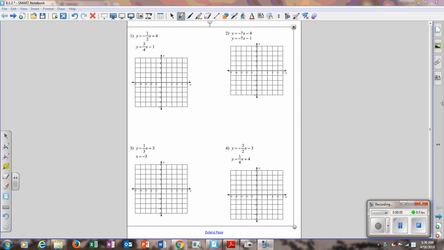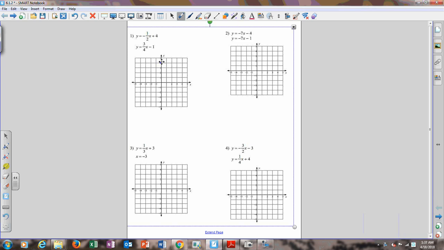Okay, let's start today by going over last night's homework, just to make sure we get this down. So, let's go over the homework. Number 1, start by going up 4. Make a dot. Then you go down 1 and over 2. Down 1, over 2. And draw a line between them.